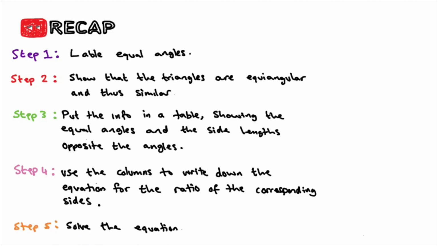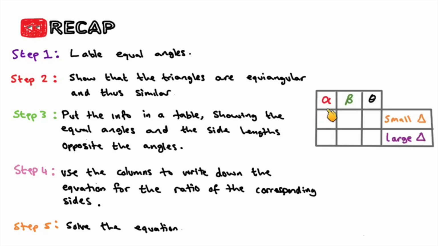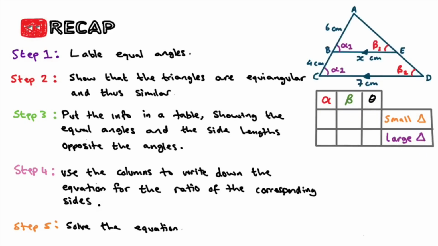So let's look at this table. How can we set up a table of information? So here you can see I've got alpha, beta and theta, and I've got my small triangle and my large triangle. Now let's use the same example, but this time we're going to complete it using a table. So if we look at the small triangle ABE and you look at alpha 1, there's no length opposite AE. We don't have a length here, so we don't need to write anything down. Opposite B1, we have a length of 6, so we can write 6 into the table.